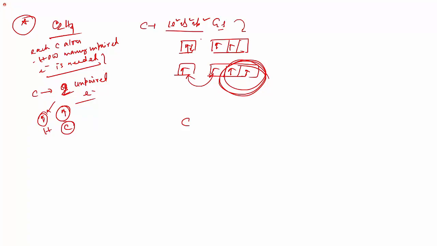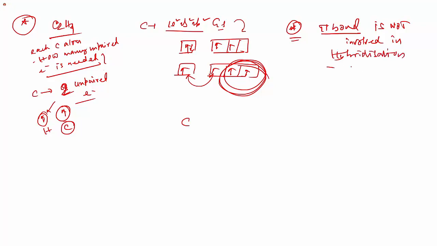Another very important point is that the pi bond is not involved in hybridization. It's not involved in the hybridization. So we will not take the pi bond into the hybridization.